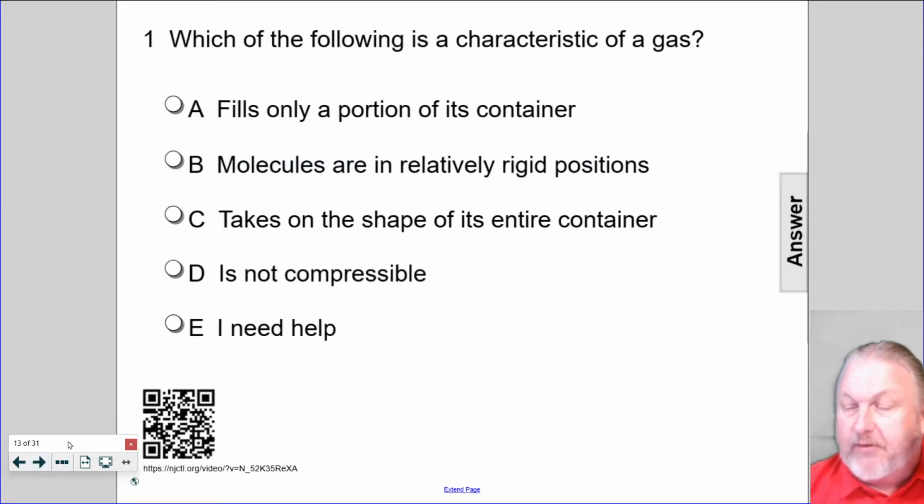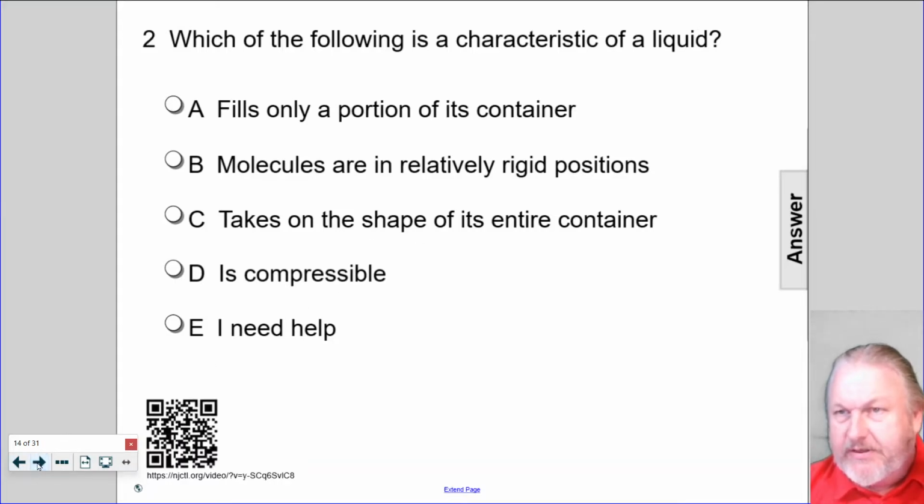Now, which of the following is the characteristics of a gas? Well, it takes on the shape of the entire container. We know that, so that would be C.